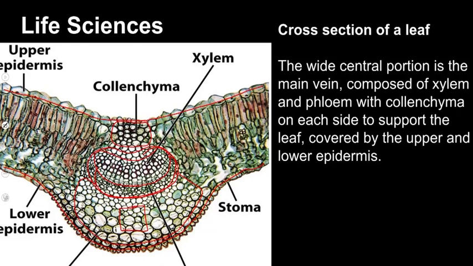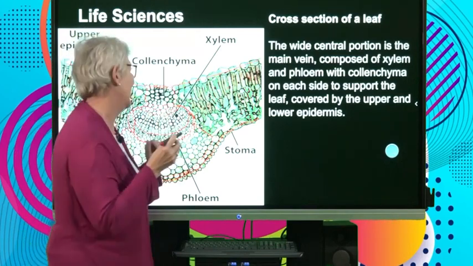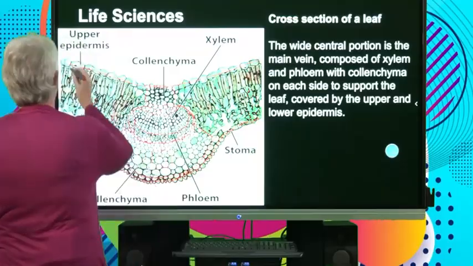So what about the rest of the leaf? We're going to be looking at the leaf blade. That's the flat part of the leaf where the photosynthesis occurs. And that's what we're going to be looking at in the next slide. We're not going to be looking at the main vein. We're going to be looking at the leaf blade, or the flat part of the leaf.